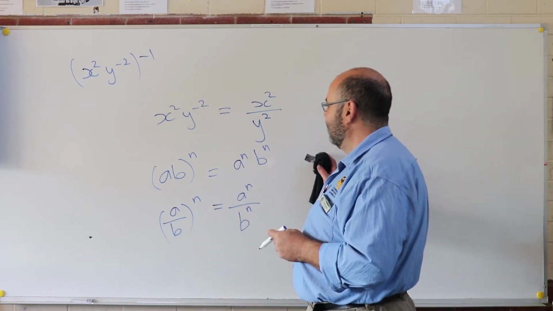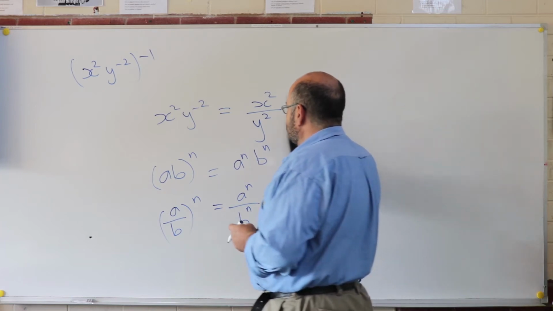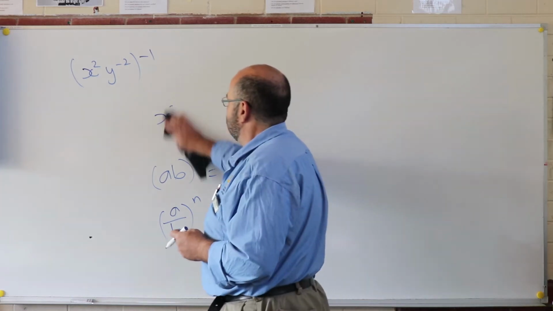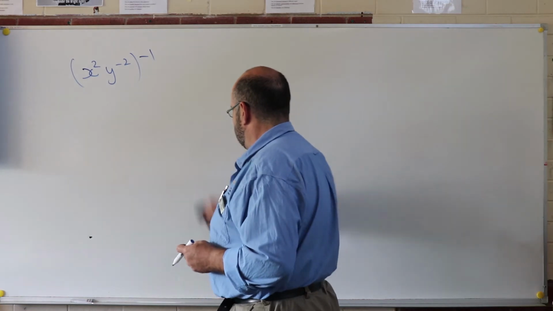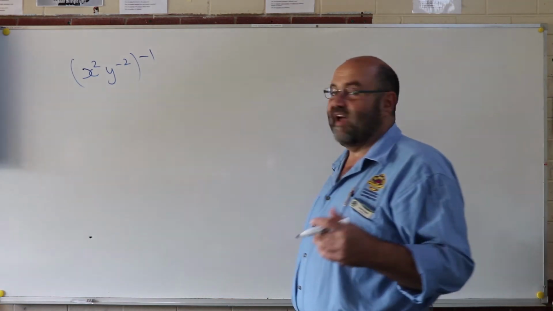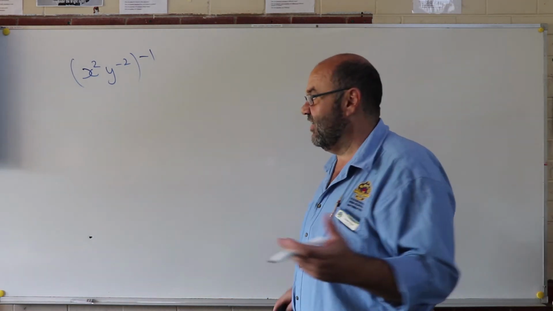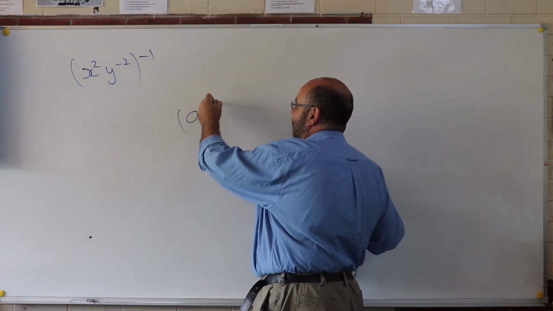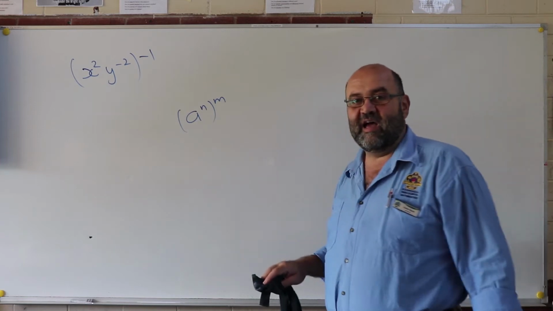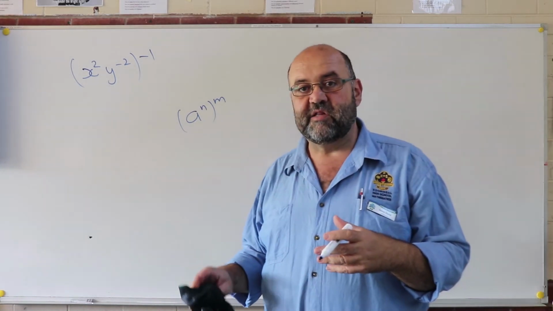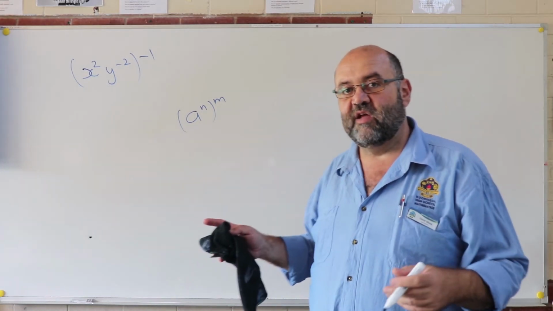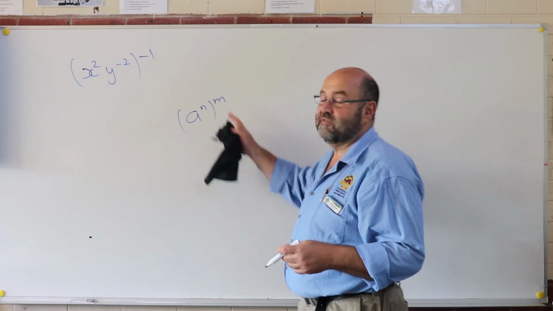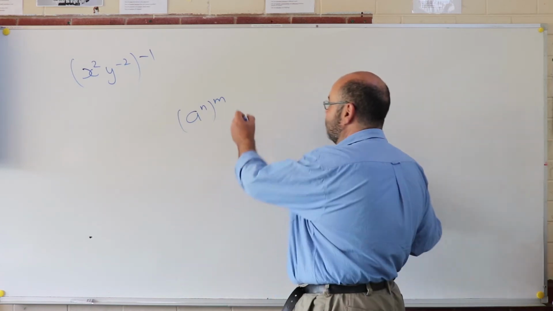So the last index law we need to look at, I'll get rid of all of this. The last index law we need to look at says that if I've got a to the power of n to the power of m, so a power inside the brackets and a power right outside the brackets, well, the last index law tells us that we just multiply those two powers.